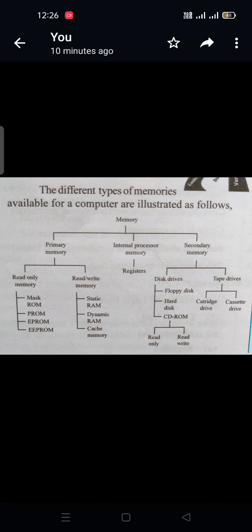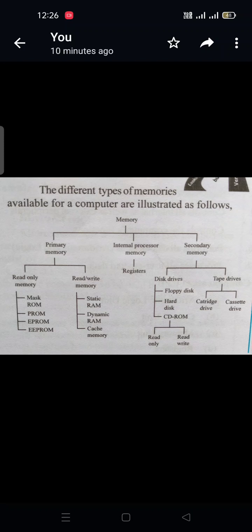Secondary storage is capable of holding information until it is deleted or overwritten. So the secondary memory is non-volatile in nature. Volatile means what? Data loss is nothing but volatile. Non-volatile means what? No data loss in secondary memory.